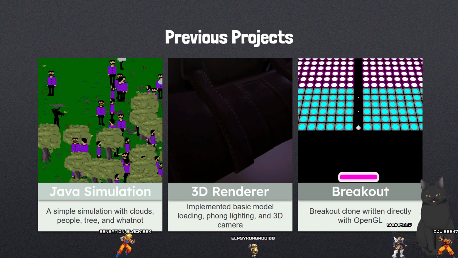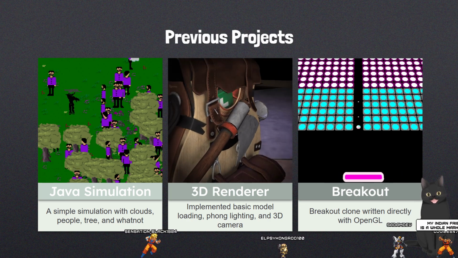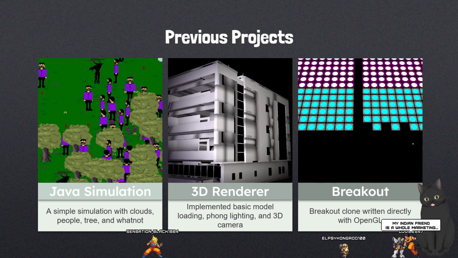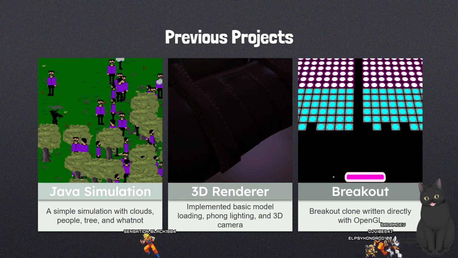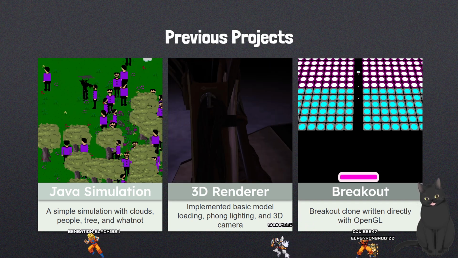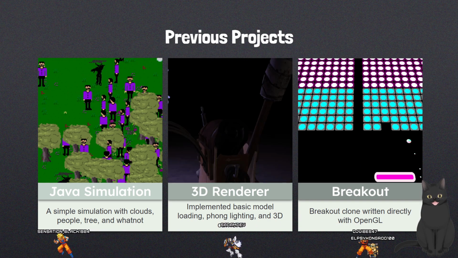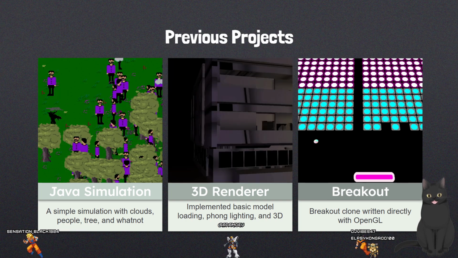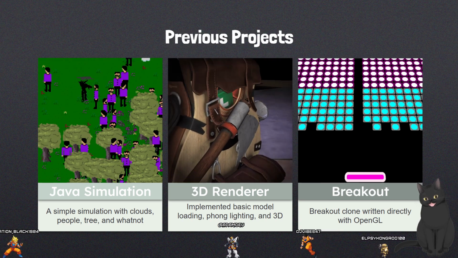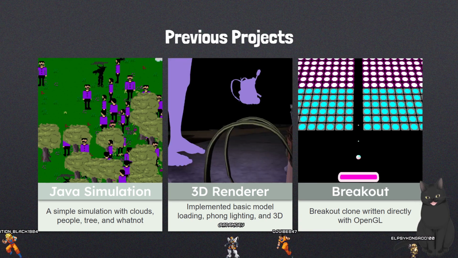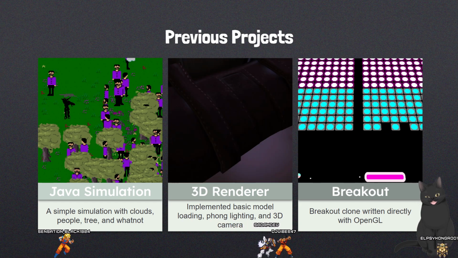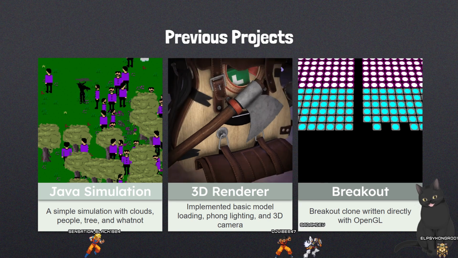All right, so with that done, let's talk about some of the previous projects I've worked on. I've worked on a Java simulation before, a 3D renderer, and I made my own little breakout clone. The last two were written in OpenGL, and they were written directly, so the code is kind of messy, and they're kind of the reason I started working on the engine in the first place. I wanted to get the abstractions to be better, and when I add some of these features back into the engine, I want it to be nice and clean.